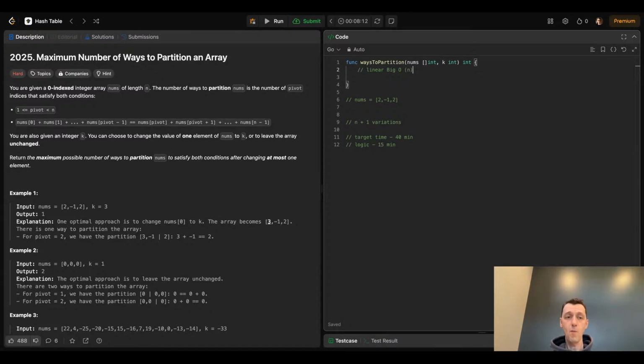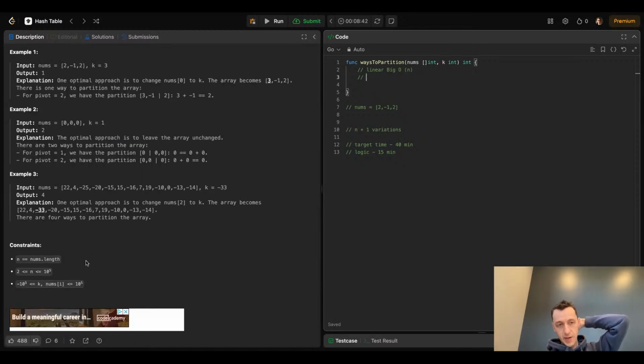And for each n, it will be n by n, so it becomes n squared, which is not the best time complexity. Why? Because it will give us 10 to the power of 10. That's too much, so this brute force will take too long.